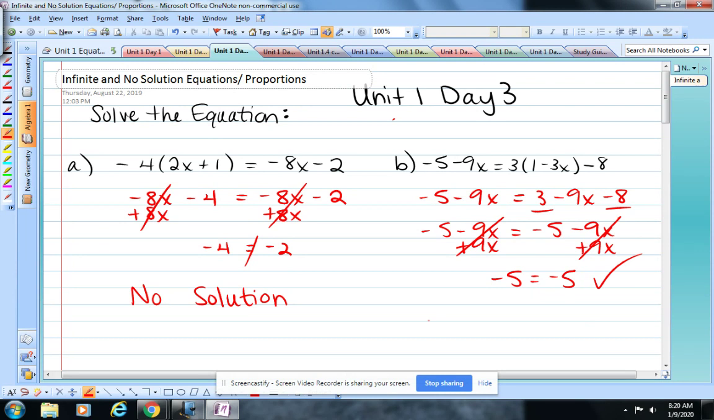So there are not no solutions. There are infinitely many solutions. Now, what does infinitely mean? So many you can't count, right? So the number of solutions that we have to this equation goes on and on forever. So what that means is it doesn't matter what number is in for x. It'll always be true. There's not just one solution. Every number is a solution. Okay? Every number is a solution.